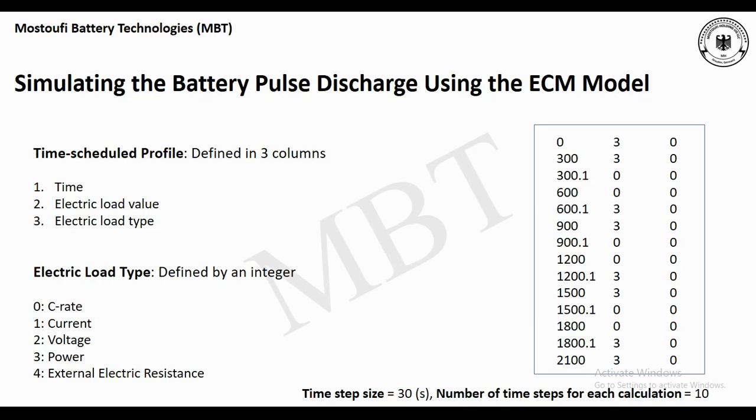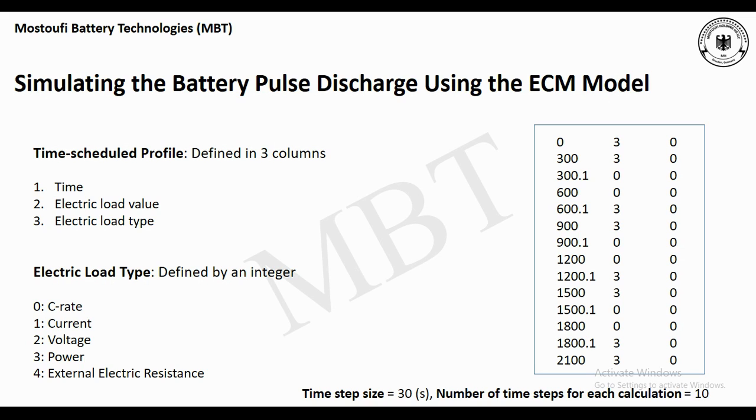The time schedule profile is defined in 3 columns. It could be defined in a text file, where the first column defines the time, the second column defines the electric load value, and the third one defines the electric load type. For the electric load types, we define each load type with an integer. 0 defines the C rate, 1 defines the current, 2 defines the voltage, 3 defines the power, and finally 4 defines the external electric resistance of the battery.